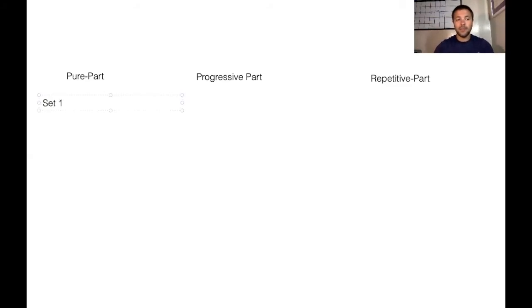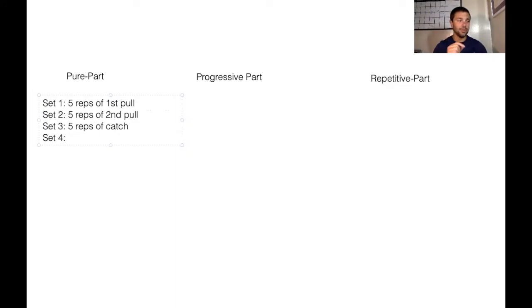So set 1 would be 5 reps of first pull. Set 2 would be 5 reps of second pull. Set 3 would be 5 reps of the catch, right? And then so set 4, right? At this point, I have now practiced each subcomponent individually, right? I did 5 reps for each subcomponent.